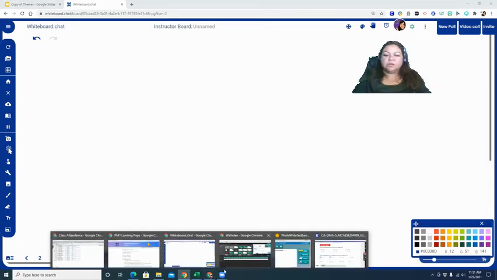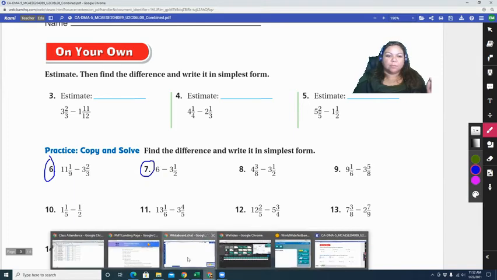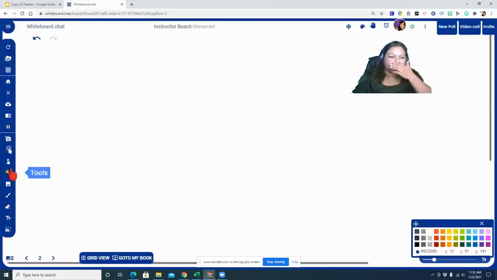Okay, I'm going to go through another example because I want to make sure that you see enough examples. But I'm not going to go as slow as I did on the first one. On number 7, I have 6 minus 3.5. So I'm going to rewrite this on my whiteboard. My problem here is 6 minus 3.5. This problem is a little different.